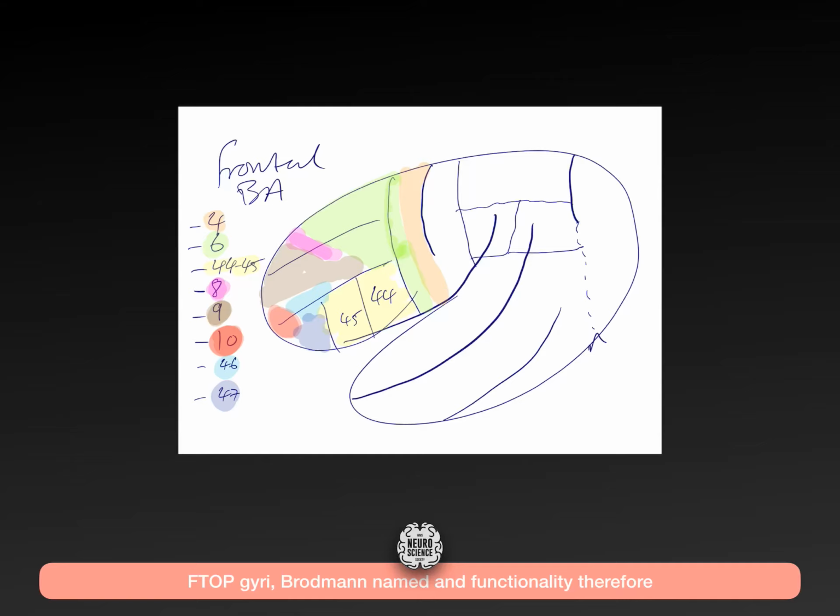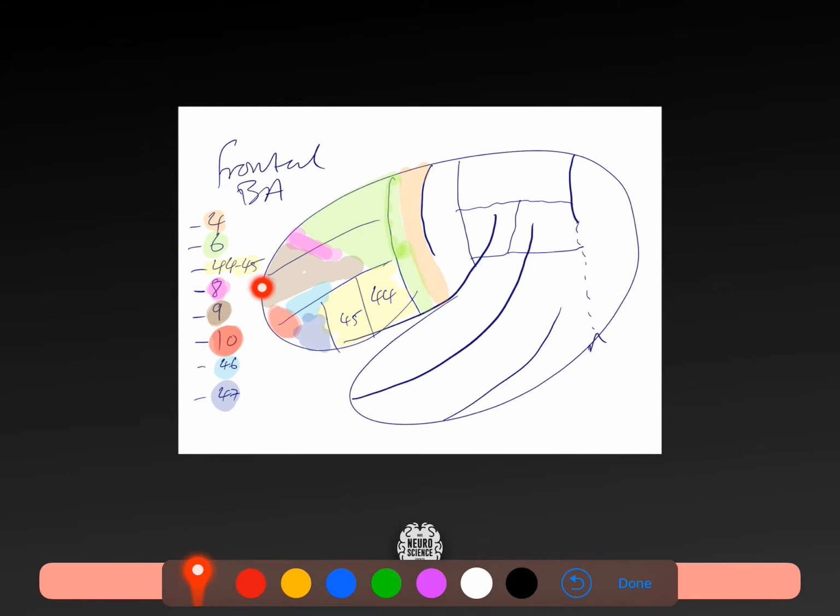So, I just want to briefly mention some Brodmann areas that are of importance. You can go and look up some other names if you're interested. But frontal Brodmann areas, here they all are. Some of them that we'll name here. 44 and 45 form the major part of Broca's area.